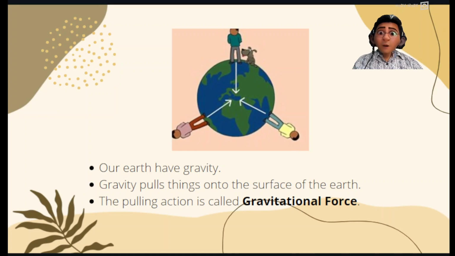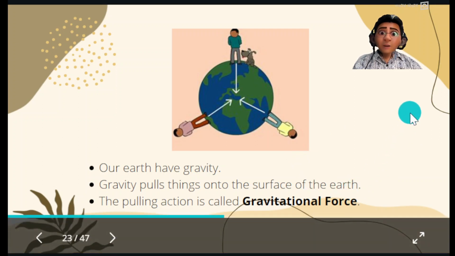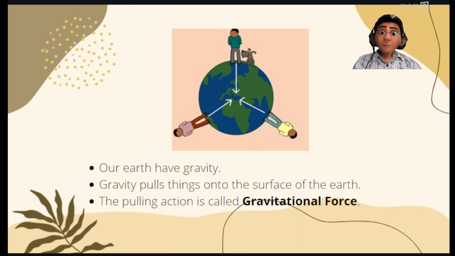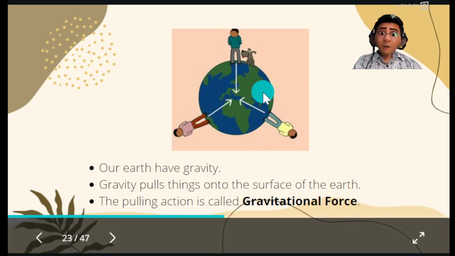Now, our Earth has gravity. Gravity pulls things onto the surface of the Earth. The pulling action is called gravitational force. Gravity pulls everything on Earth here. It pulls like that. So we shall not fall into space.